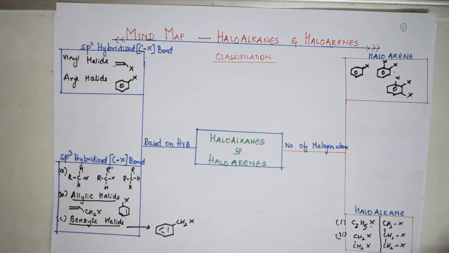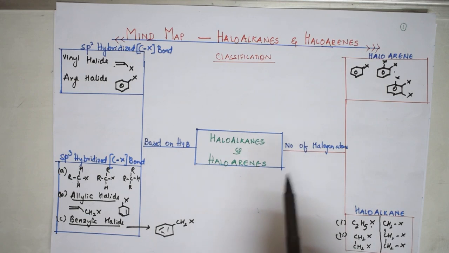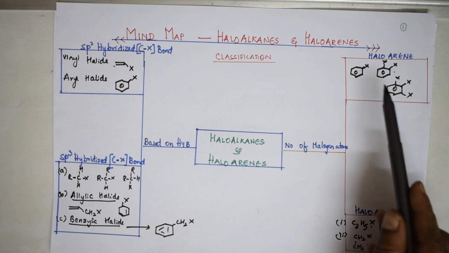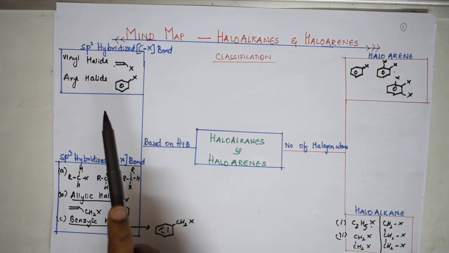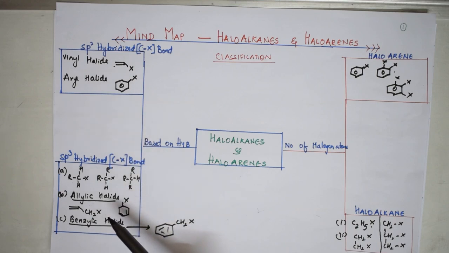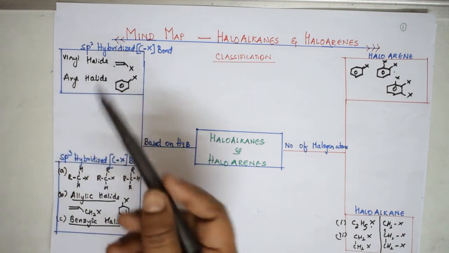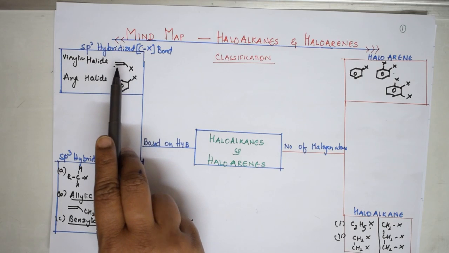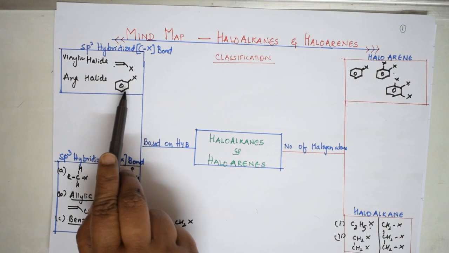So once again, before going to the next page, let's see the classification. Haloalkanes and haloarenes are classified based on the number of halogen atoms and based on hybridization. If it is the number of halogen atoms, mono, di, tri haloarenes and mono, di, tri haloalkanes. If it is based on hybridization, it is sp2 as well as sp3 hybridized. In sp2, we have two examples, the vinylic halide, where the halogen is directly attached to the double bond, and aryl halide, where the halogen is attached to the aryl ring.